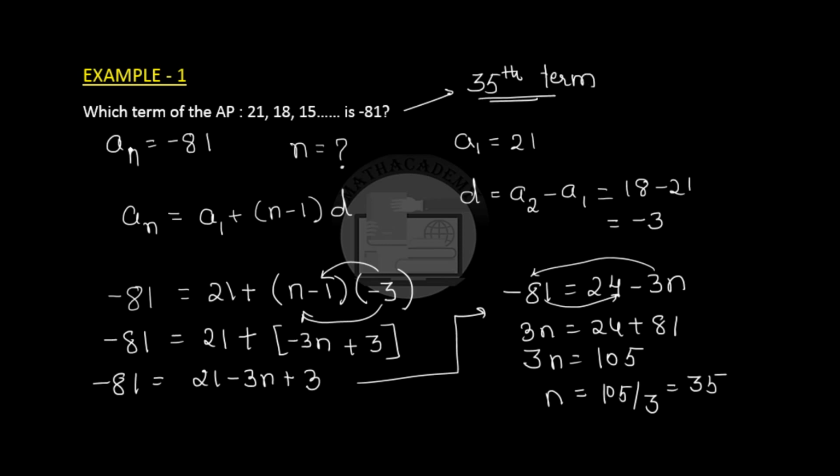So which term of the AP 21, 18, 15 is negative 81? The answer is that it is the 35th term. The position of the term is always decided by this number n. I hope this example is clear to everyone. Now let us see one more example.